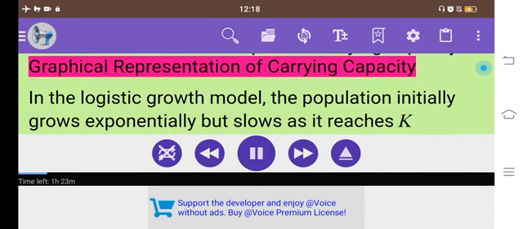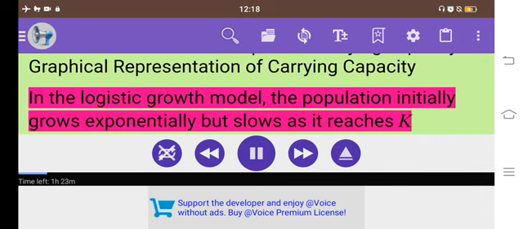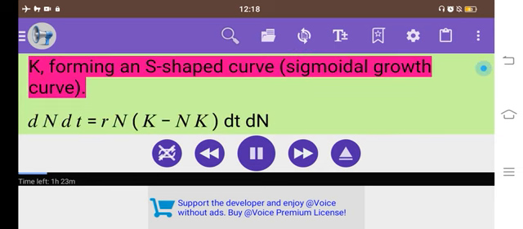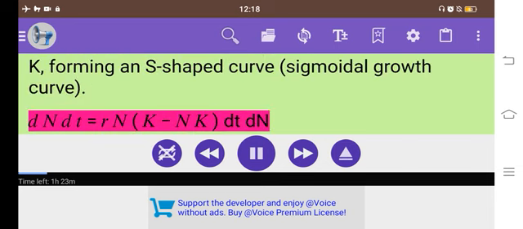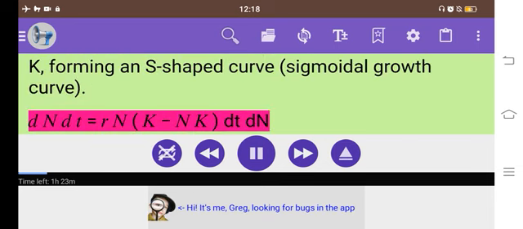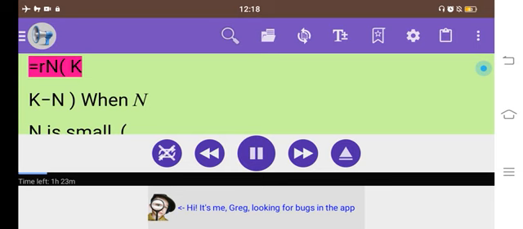Graphical representation of carrying capacity. In the logistic growth model, the population initially grows exponentially but slows as it reaches K, forming an S-shaped, sigmoidal growth curve. dN/dt equals rN(K minus N)/K.